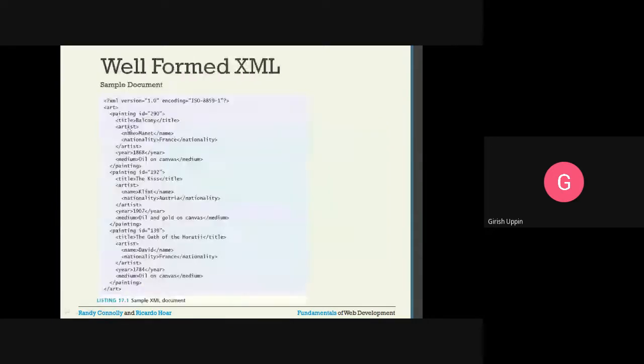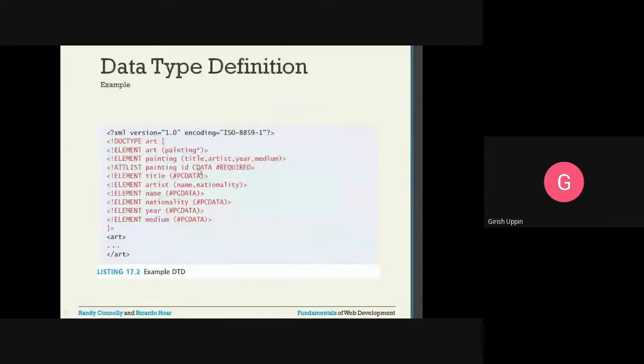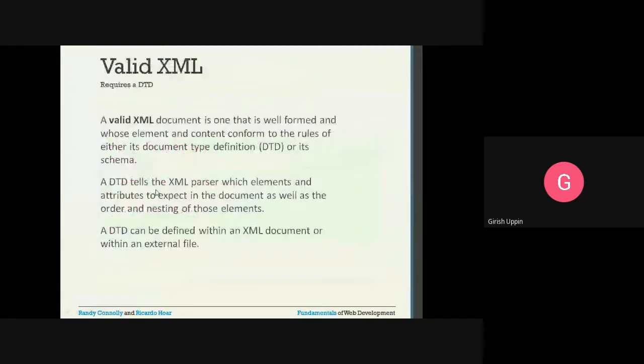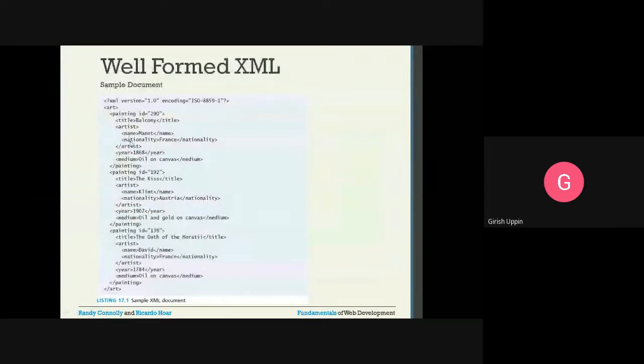If you go back, this painting has an attribute ID, and this is any character data. CDATA is character data which will not be parsed. Then next, inside the painting, I have an element, title, and #PCDATA. PCDATA is again character data, but it will be parsed. And next, after the title, I have an element called artist. Inside the artist, I have name and nationality. I will go back to the XML. Inside the artist, I have name and nationality.